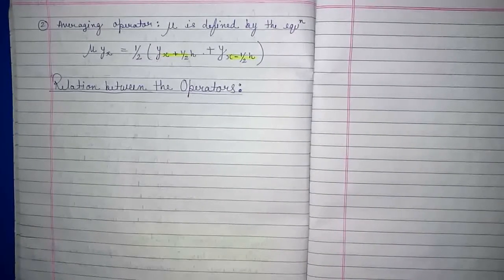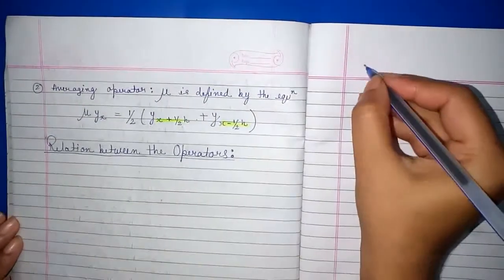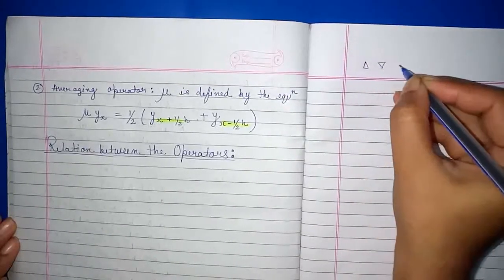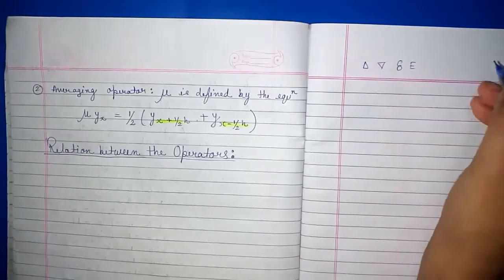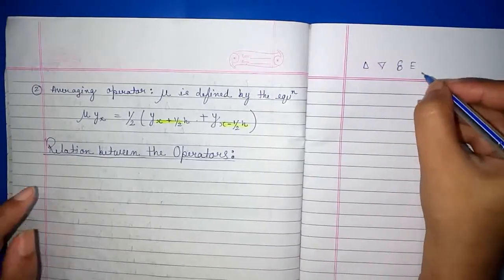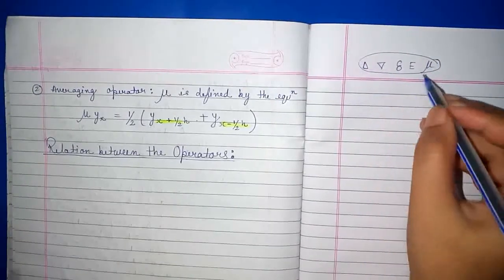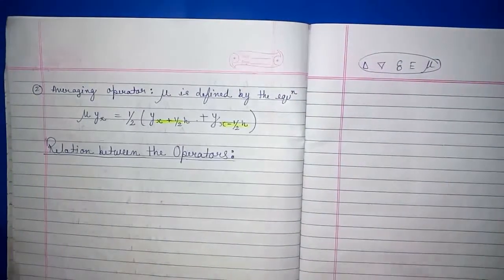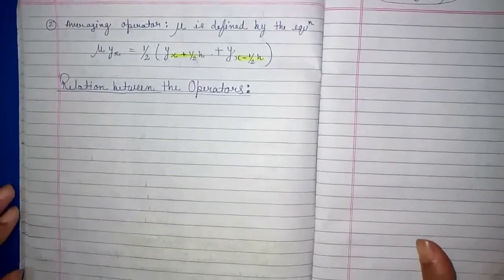Now there are some relations between the operators. We have studied 5 types of operators: the forward operator, denoted with this, the backward operator, then the central operator, the shift operator, and the averaging operator. There is some relation between all these 5 operators, so now we are going to study what the relation between them is.